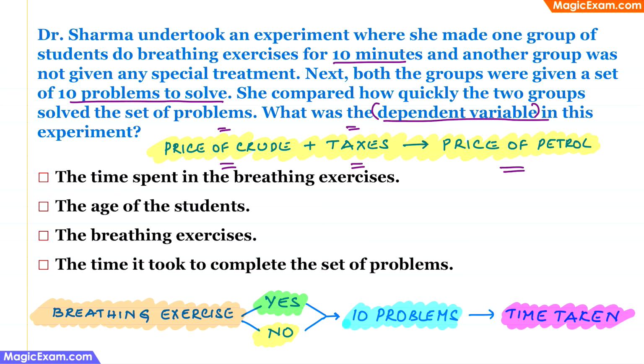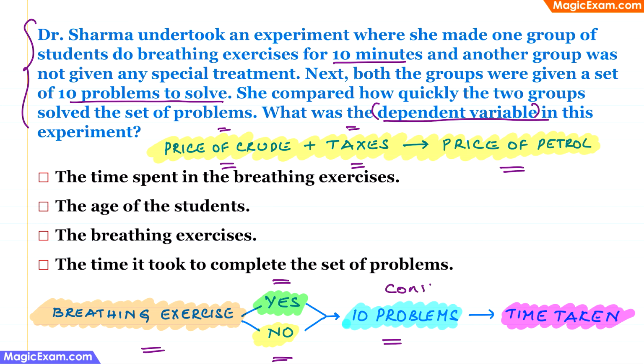Now let's represent this problem that has been mentioned here in the form of an equation. Now what Dr. Sharma has done is she has given breathing exercises to a set of students. Now the breathing exercise is a variable because it can be either yes or no. So it is a binary variable. And there is a set of 10 problems that they have to solve after either they have finished the breathing exercises or without the breathing exercises. Now this 10 problems is a constant because that number is not changing for either of these groups. The group which has done the exercise will also do 10 problems, and the group which has not done the exercises also will do 10 problems. Therefore, this is a constant.